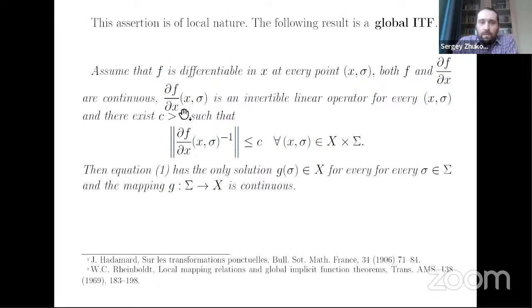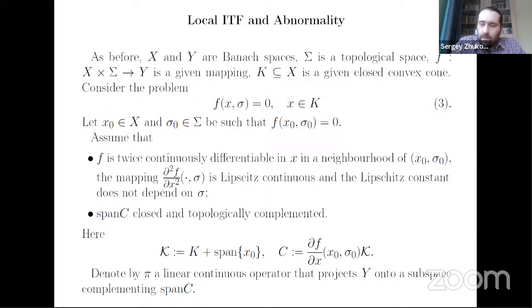but not injective. And the second assumption, which is quite strong, is the uniform boundedness of this inverse. So the question is, how can we weaken these assumptions and preserve the existence of the implicit function? And the answers, some variants of answers, are as follows. Let us start with the implicit function theorem.